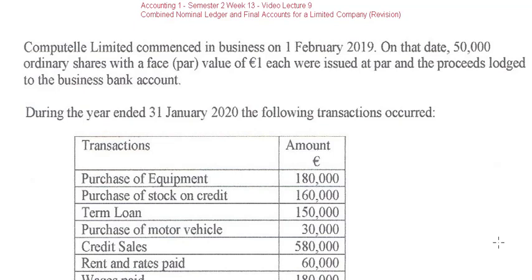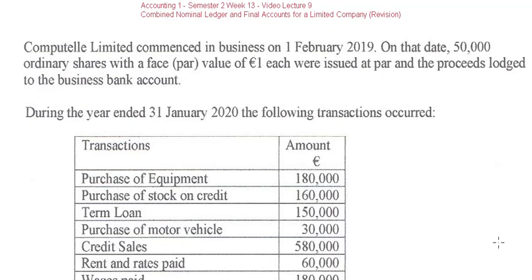Okay, Computel Limited. So let's read the question, and as we'll see, we're going to be presented usually with two pieces of information, and that would be the opening balances of the year we're going to do. Okay, the opening balances, and then the transactions, so a list of transactions.